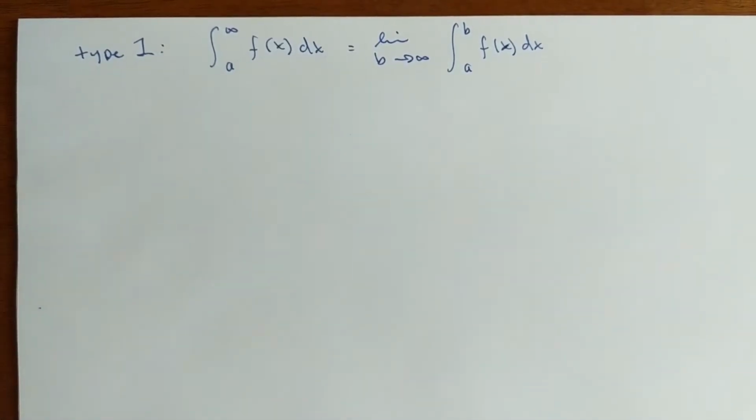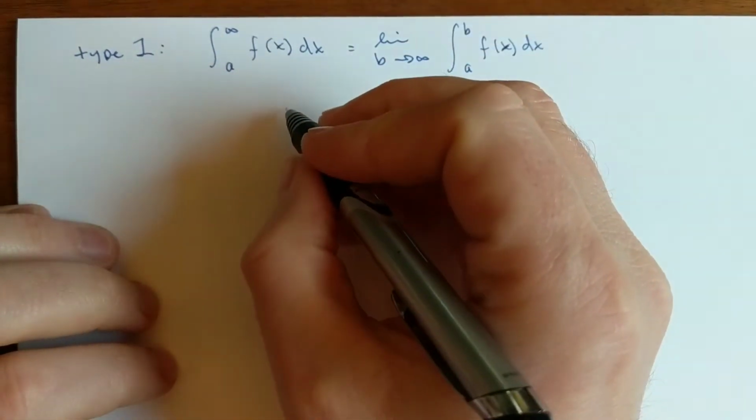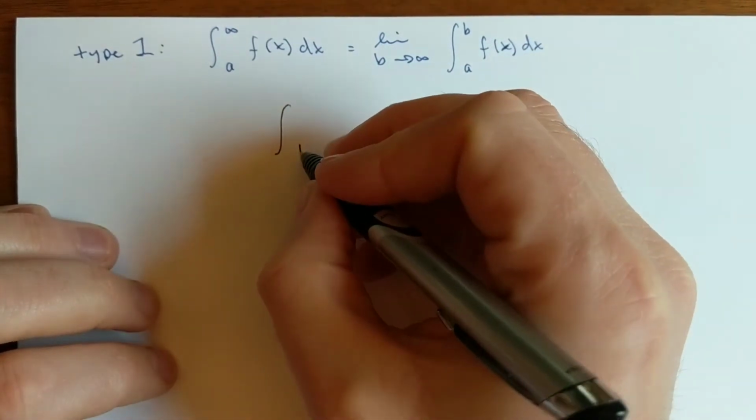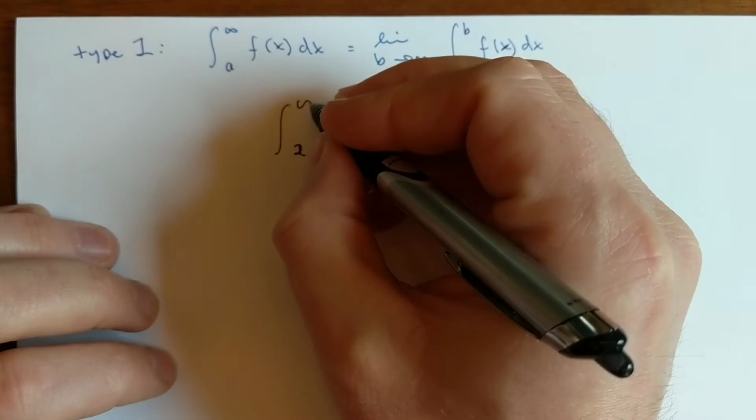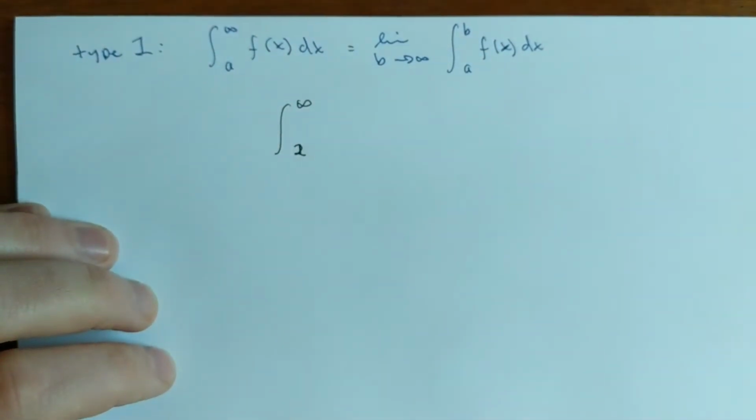All right, so we're going to do another example of type 1. But this time, we're going to look at an example that doesn't converge, so that the area underneath the curve is not finite. So let's change it to go from 2 to infinity. And last time we did 1 over x cubed, so let's do maybe 1 over x.